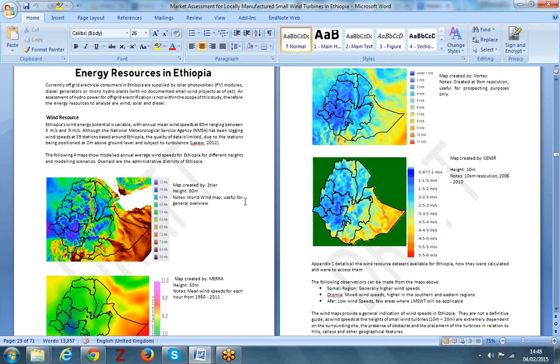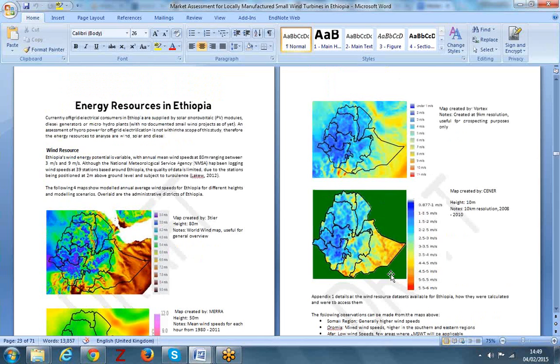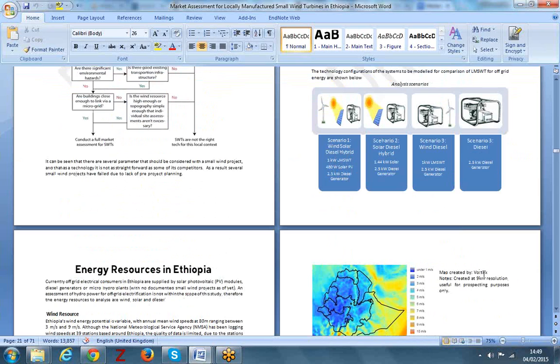It's free and it's online, and you can choose your country, and there are different wind maps that you can have a look at. This one's 3-tier, which is at 80 meters, which gives a good overall indication of where the wind is. The other one is MERRA, which is at 50 meters, which is getting a bit closer to where small wind turbines will be installed, but they're still quite far away. Ours are at like 10, maybe 20 meters. And this Vortex, I don't think it shows the height, but that's a bit closer.